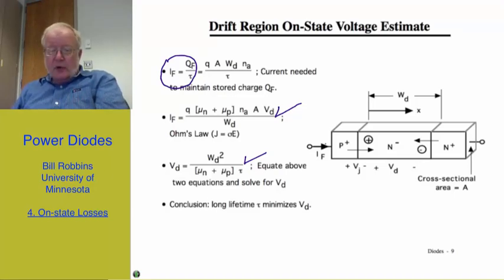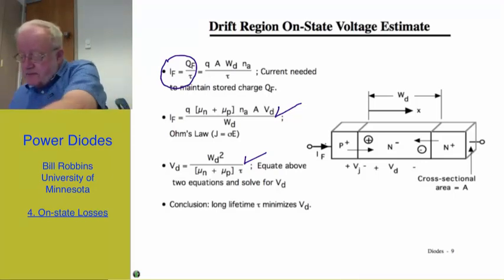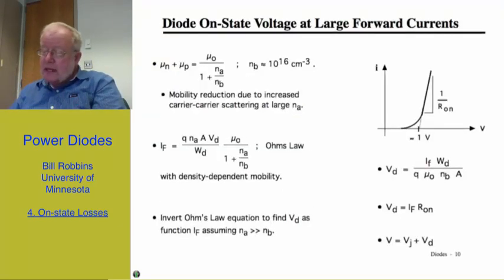And even if we don't have an infinitely large value of carrier lifetime, it's unrealistic to expect that we're going to have the drift region voltage independent of the current. So we need to look at this in a little bit more detail. The next slide does this. We can estimate the voltage drop across the drift region in the following way.